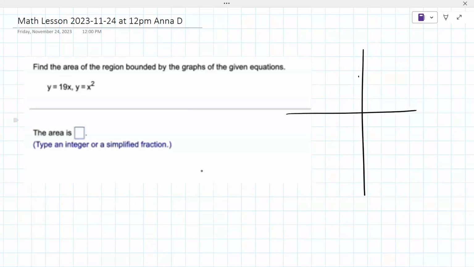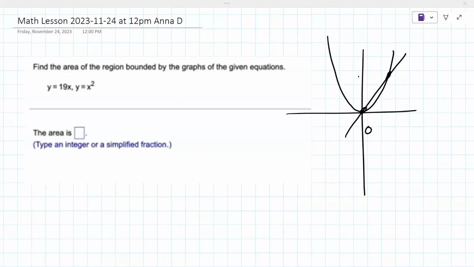These curves, this is x squared. This is 19x. That's not drawn very well. So there's 2 places of intersection that we want to find. And I'm going to do that with the calculator. So the idea there is you first find the intersections, and then you can integrate between them.